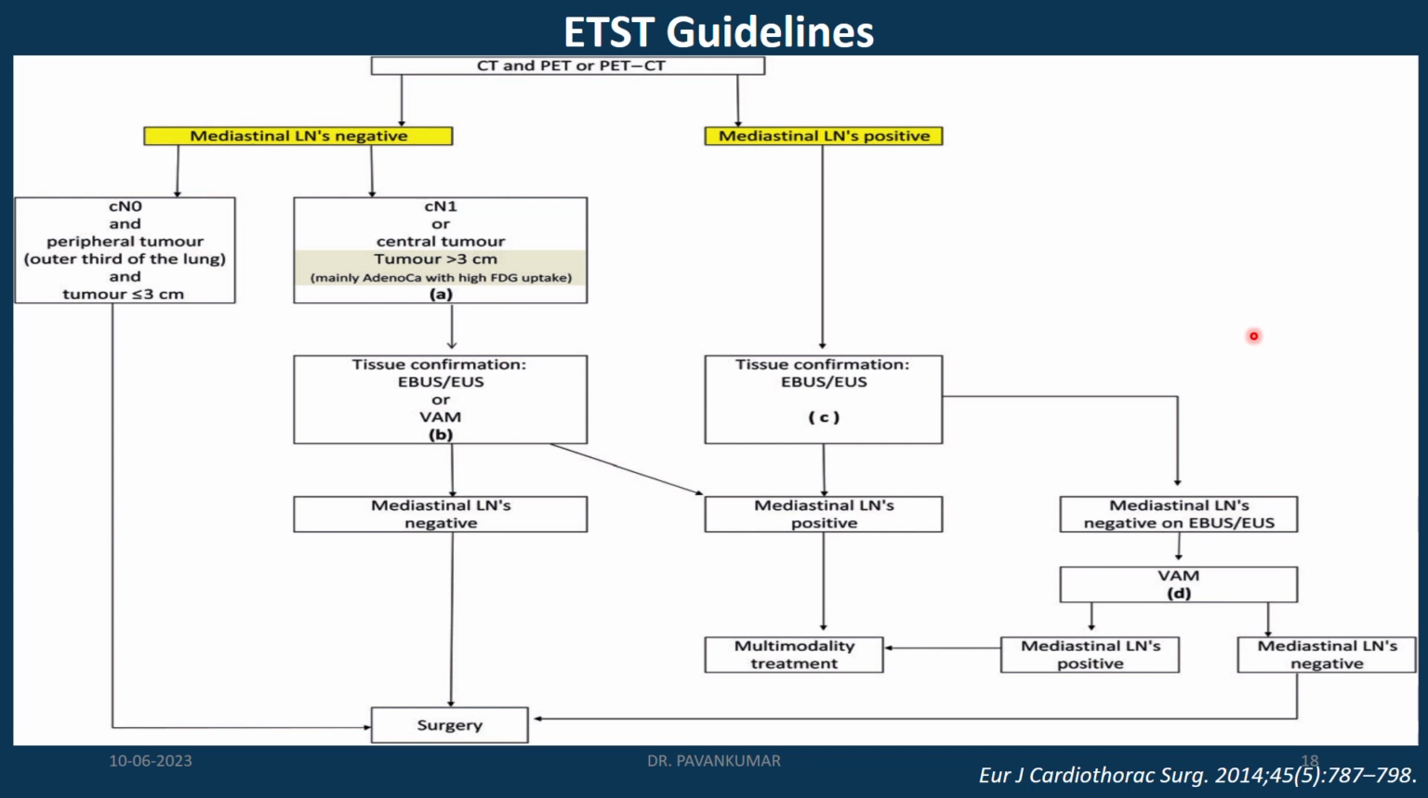If the nodes are positive on the PET, tissue confirmation is a must with EBUS and EUS. If the lymph nodes are negative, your negative results of EBUS should be confirmed with mediastinoscopy to improve the sensitivity and to reduce the unnecessary thoracotomies. So if the node is completely negative, prefer surgery. If it is positive, you can consider CTRT or multimodality therapy.